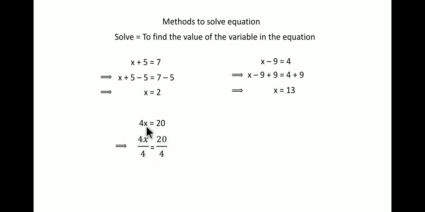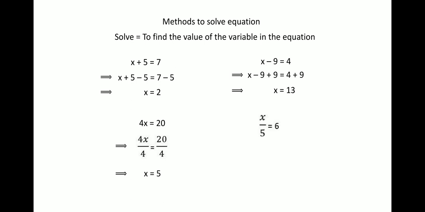Okay, and over here x is connected with 4 with multiplication. So in order to get rid of this 4, we have to divide 4x by 4. Okay, so that is how we are dealing with the equation over here. So the next step is 4x and 4 cancels, so you'll get only x, which is equal to 20 divided by 4 is equal to 5. So this is how we solve the equation when the two terms are multiplied.